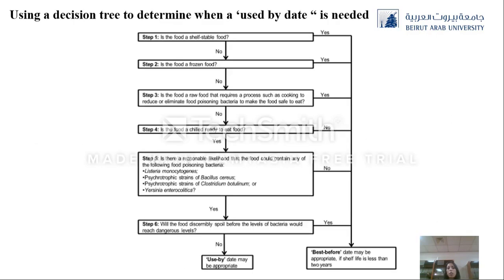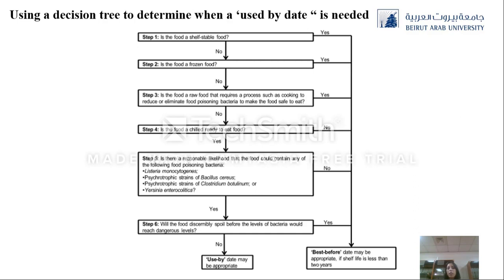So we can use this decision tree to determine when to use a use-by date and when to use a BBD, best before date, by asking a series of questions starting from step one. Is the food a shelf-stable food? If yes, we use a BBD. If no, we go to the second question. Is the food a frozen food? If yes, again, a BBD, it's stable. If no, we go to step number three.